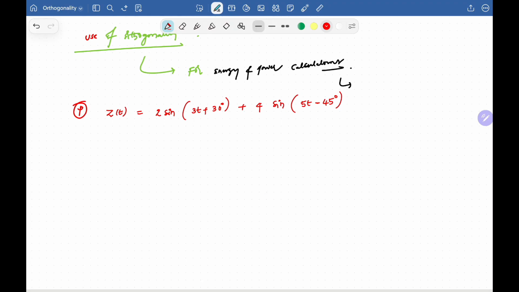This signal is a combination of these two functions, and you need to find the power. How can you find the power? They have given this question. Here I am going to give you some tricks. You need to follow this and write down this note.